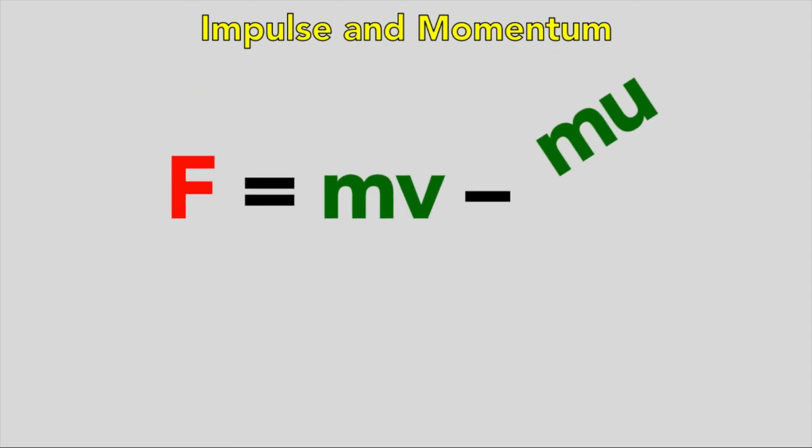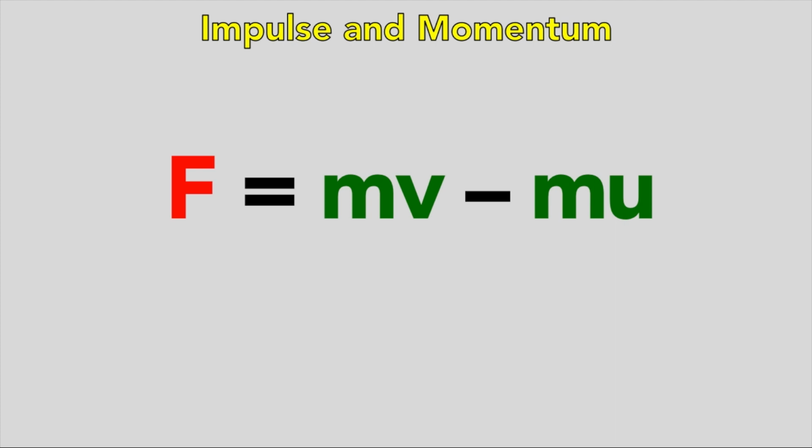Essentially, if you apply a force, its effect depends on the time the force acts. Now, acceleration is the change in velocity over time, and the force is the mass times acceleration. So F equals (mv minus mu) over t. This can be written as Ft equals mv minus mu, and is defined as the impulse.